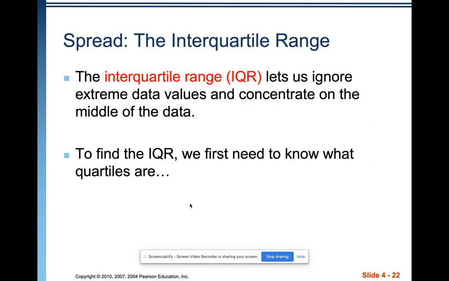Another way of measuring spread, in fact, if you have a skewed set of data, the preferred way to measure the spread is by calculating the interquartile range, called the IQR. This lets us ignore extreme data values and concentrate on the middle of the data. So you're probably going, okay, great, interquartile range. We're going to be looking at the difference between a couple of quartiles. So what are the quartiles?